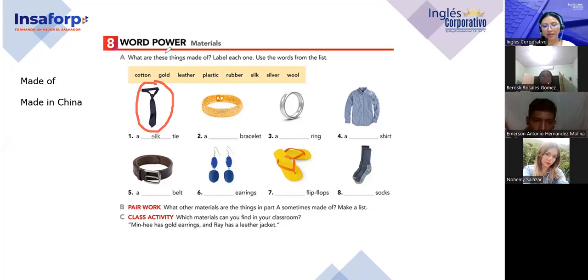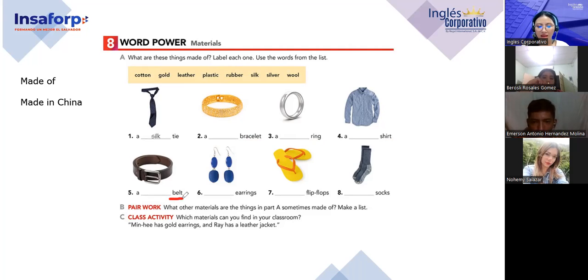We have one tie. Aquí dice el nombre de la prenda de vestir. In number two, what can you see, class? What's this? This is a bracelet. Ah, but listen to the pronunciation. Bracelet. One more time, bracelet. In number three, what can you see, class? This is a ring. It's a ring, un anillo. In number four, this is a shirt. Shirt. Excellent.